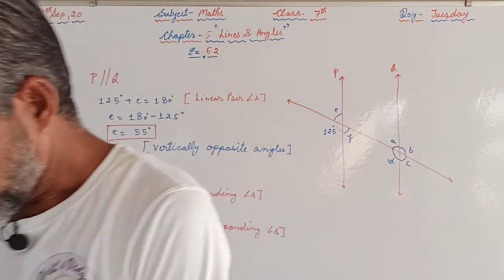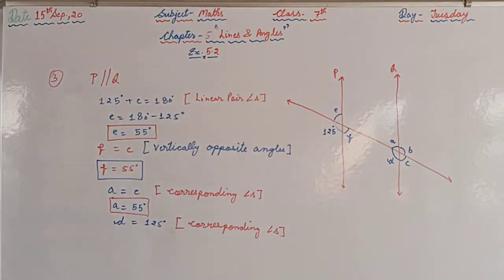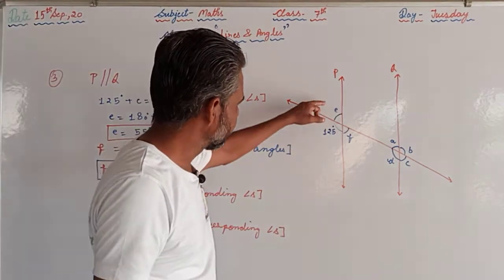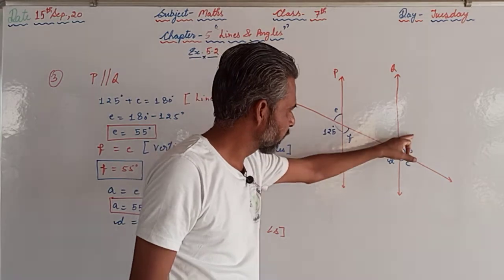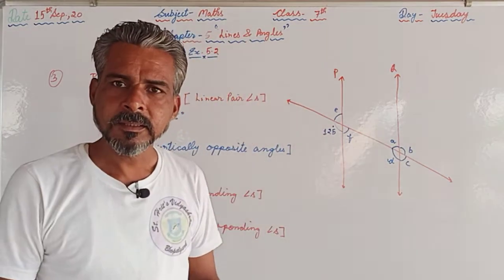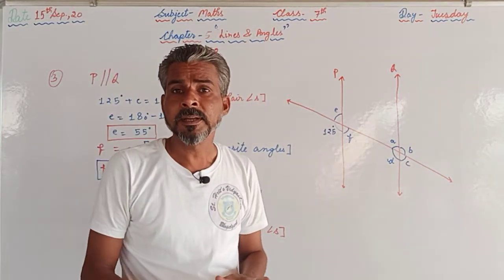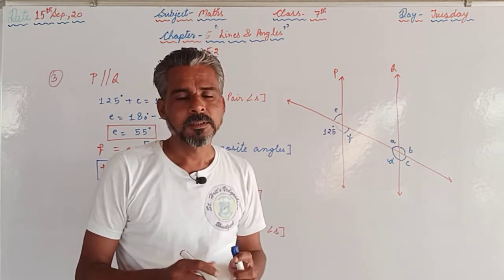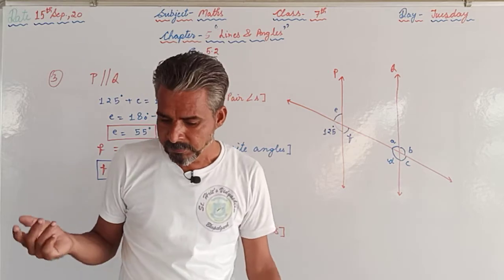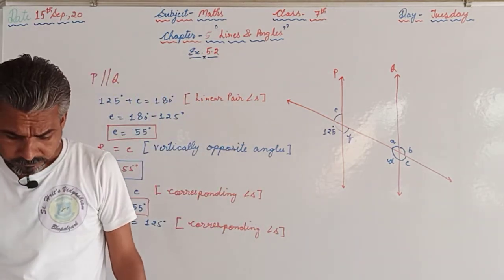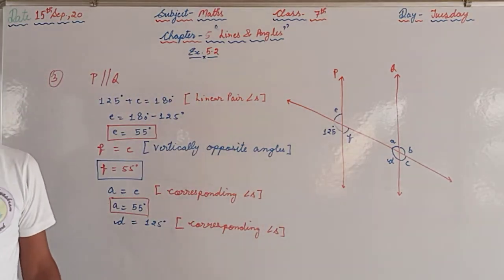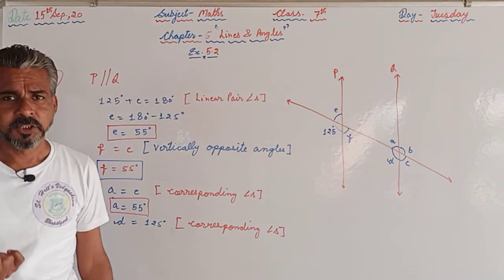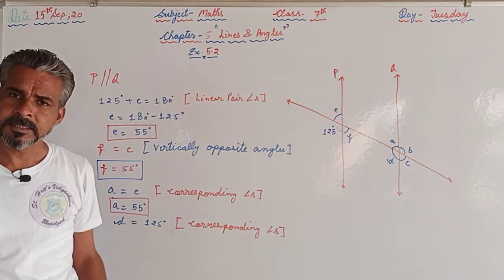So like this, if a pair of parallel lines is given and one transversal is given, then out of 8 angles, 1 2 3 4 5 6 7 8, if a single angle is given, we can find out the remaining 7 angles easily if we know the properties of vertically opposite angles, linear pair angles, corresponding angles, alternate angles and consecutive angles. Then we can easily find out.